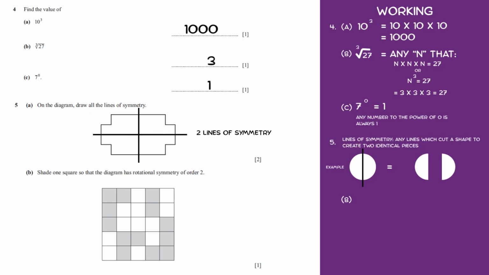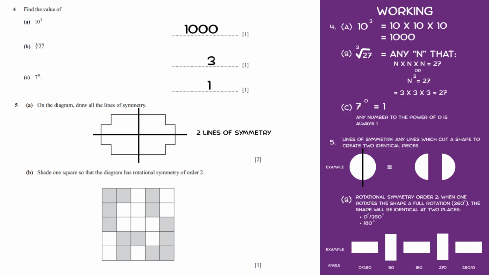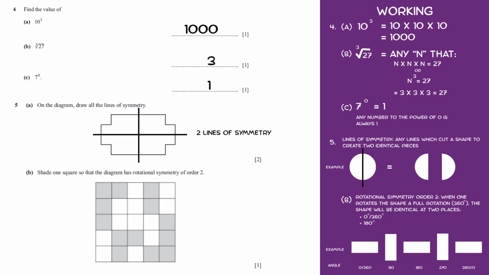In part B, we need to shade one box that gives us a rotational symmetry of order 2. That means that when we rotate this shape a full 360 degrees about its center, we will find the object to look similar at 2 points. One at 0 degrees, and the other at 180 degrees. Therefore, if we were to look closely at the picture, we would find that the square needing to be shaded is this one.